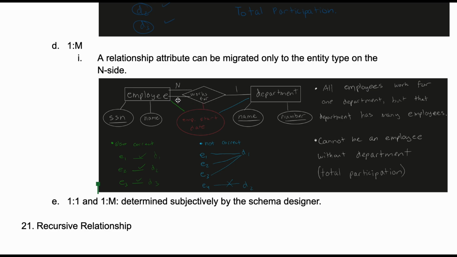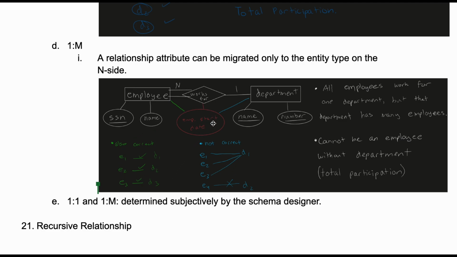However, if we wanted to pair it with an entity, we can look at employee and department. We always want to combine this attribute with the one that has total participation. We can migrate it there. So if we have our employees, E1, E2, and E3, and they work for, let's say, Department 1, Department 2, Department 3, they all have an employee start date.